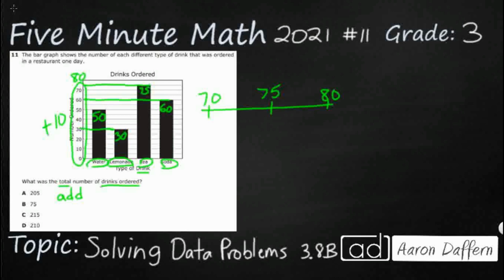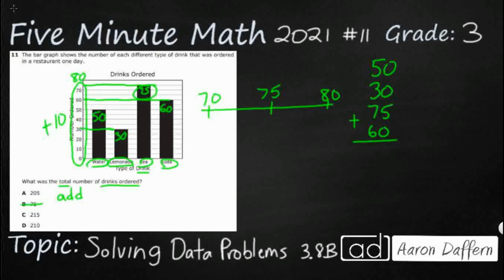Look at our 75. I knew that answer selection B looked a little bit weird. Maybe students do all the work of figuring out that tea bar between 70 and 80, and they say, oh, I found 75, and choose that as the answer, but that's not it. We need to add. So let's make sure we've got this: we've got 50, 30, 75, and 60.